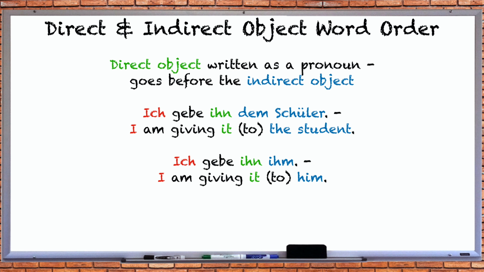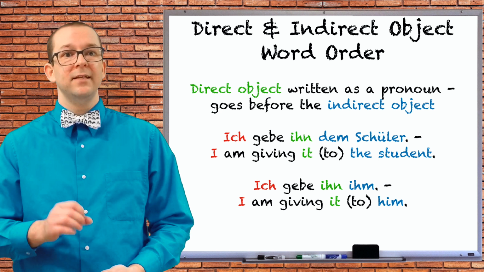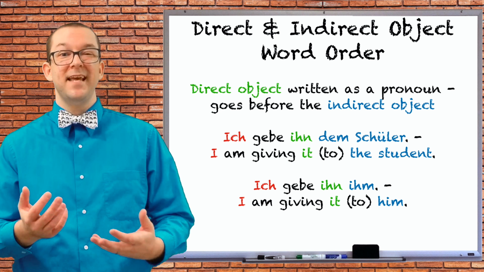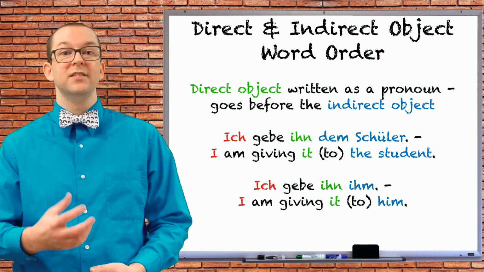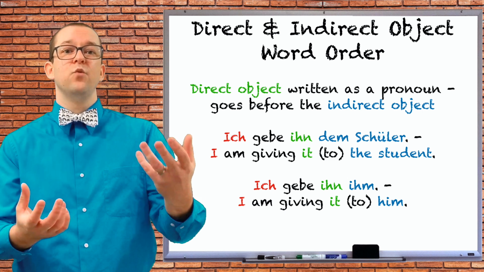If the direct object is a pronoun, regardless of whether or not the indirect object is also a pronoun, the direct object is first. Ich gebe ihn dem Schüler. I am giving it to the student. Ich gebe ihn ihm. I am giving it to him. In German, all of these sentences have the same general meaning. The pencil is the thing being given, and the student is the one receiving it.